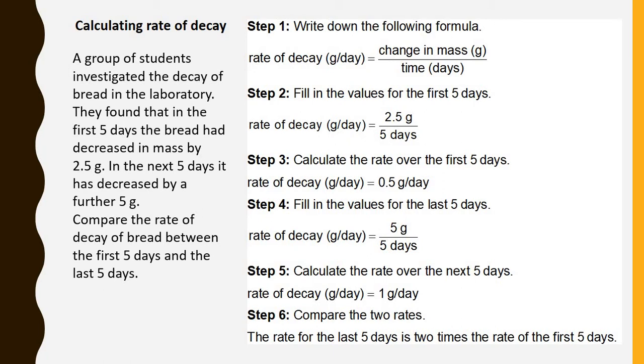The rate for the last 5 days is 2 times the rate of that for the first 5 days. Okay, because 1 gram per day is obviously twice as much as 0.5 grams per day. Okay, and there's our answer. So as long as we've got our formula there at the top, we can work through this step by step.